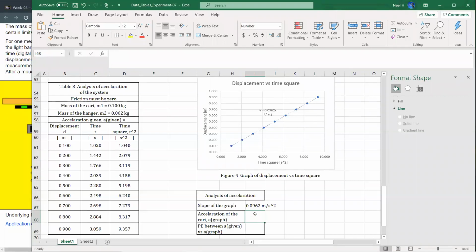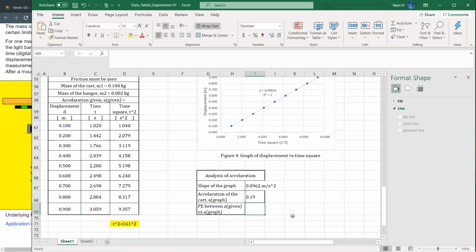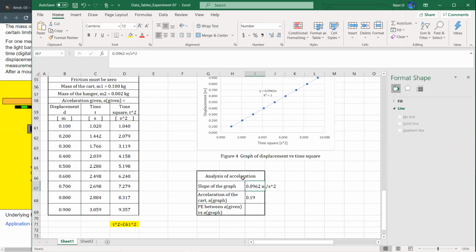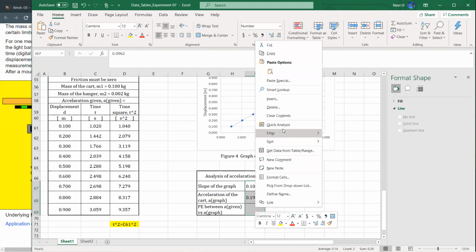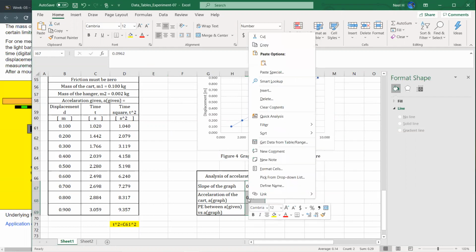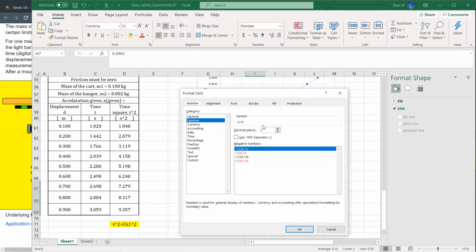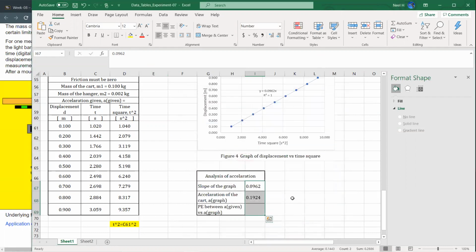So let's multiply this number by 2: equal sign, 2 times 0.0962. Please increase the number of decimal places on this also, because rounded to 2 looks not good. So right click, format cell, decimal places at least 4, okay? Use at least 4 decimal places.